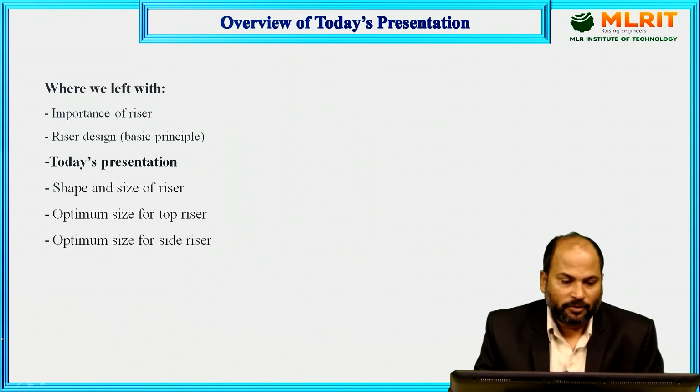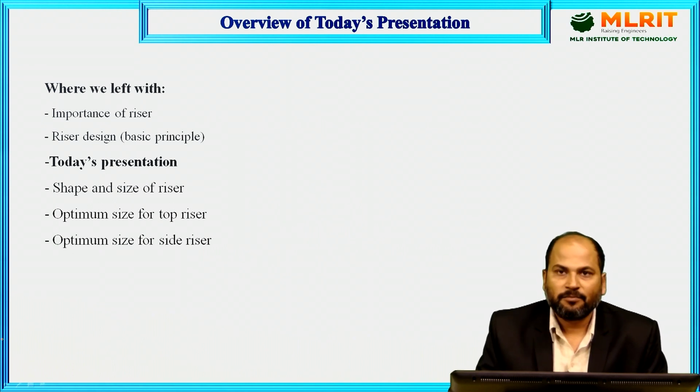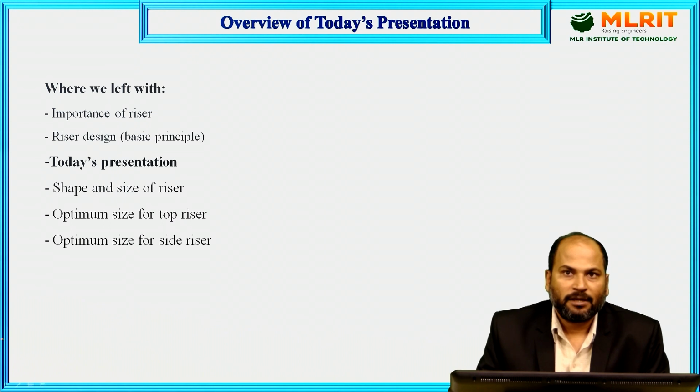So we will start with the overview. Last class we discussed the importance of the riser, and why we use a riser in a gating system. Then we saw how to design the riser. We saw two basic principles. The first one was that the metal solidification time in the riser should be more as compared to the metal solidification time in the casting, so that whatever shrinkage is there in the mold cavity, the riser can easily fill that. The second was that the volume of the riser should be greater than the shrinkage volume which has occurred in the casting.